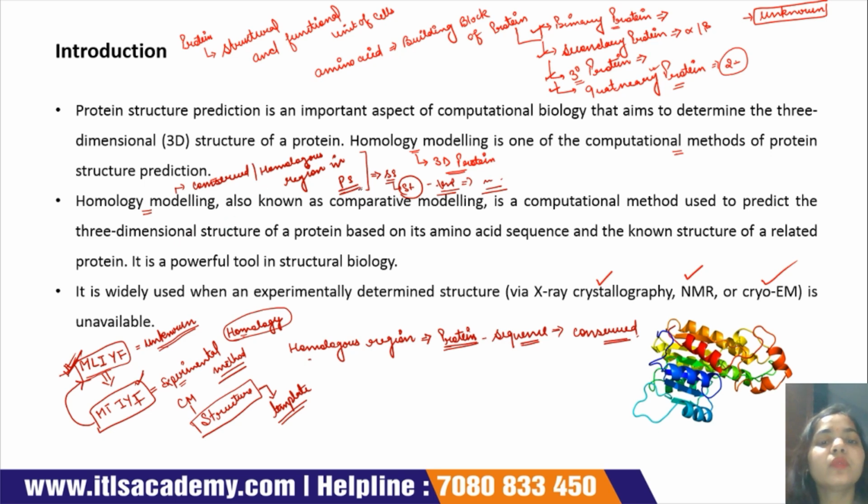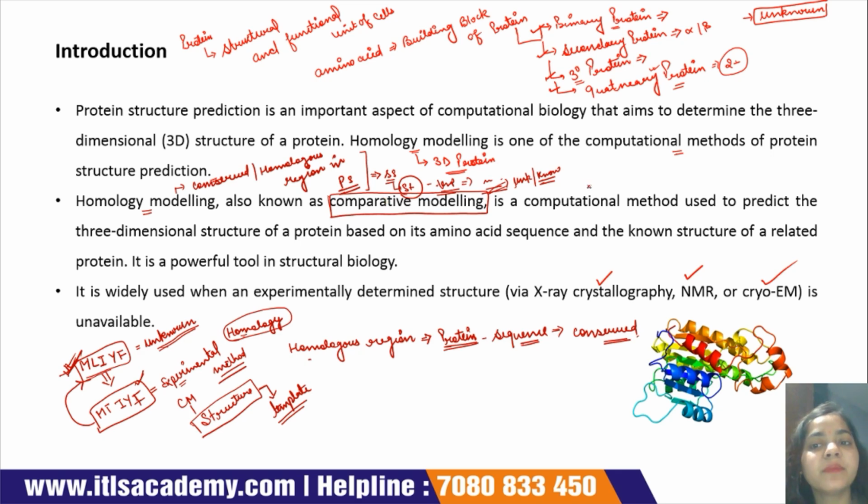Homology modeling is also known as comparative modeling, because in this model we compare the known and unknown protein. Homology modeling is known as comparative modeling because we compare the unknown and known protein structure to define the structure of the unknown protein.